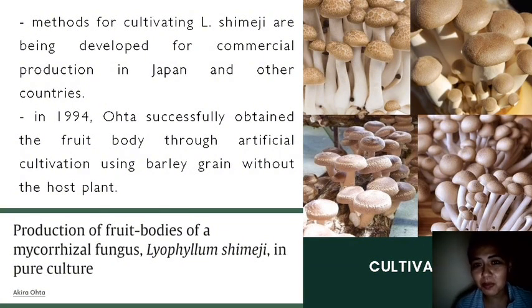So in Japan, they have been researching on how to cultivate the mushroom artificially. This production of fruit bodies of a mycorrhizal fungus in pure culture is one study that has successfully obtained the fruit body through artificial cultivation using barley grain without the host plant. It was done by Akira Ota.